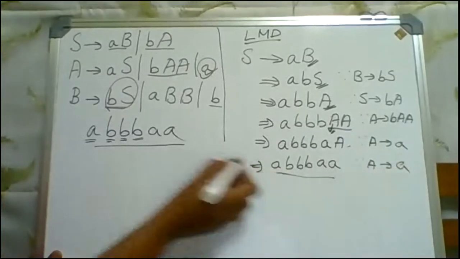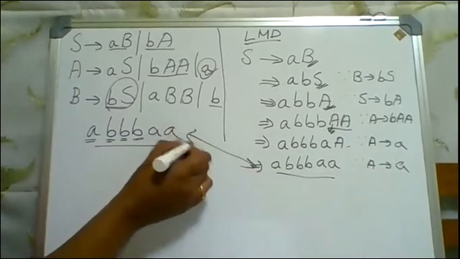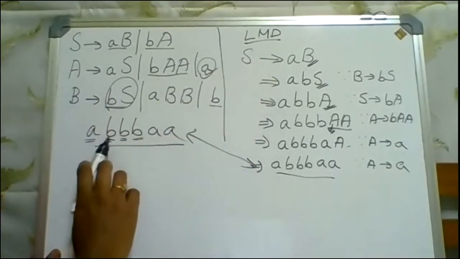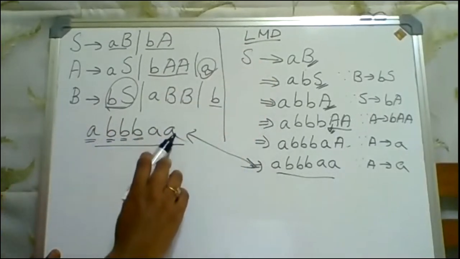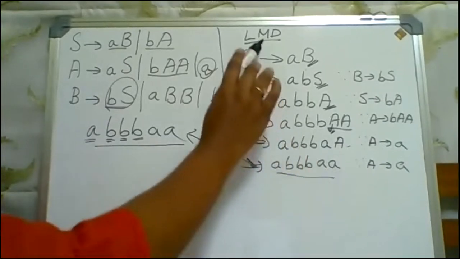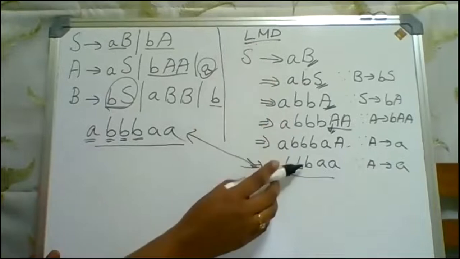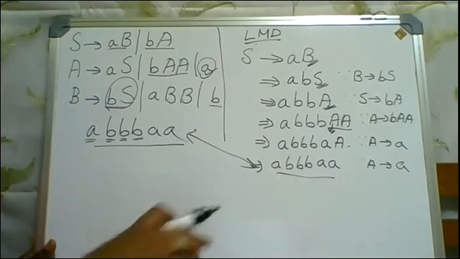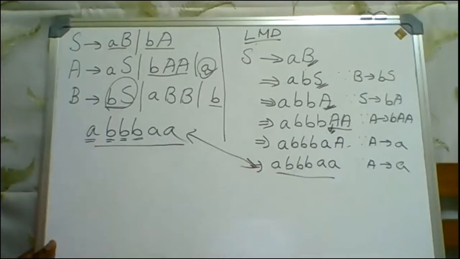So here, if you are seeing, we have obtained the same string using LMD, that is ABBBAA. So using LMD, we have obtained the same string. Now let us see how to obtain the same string using RMD.